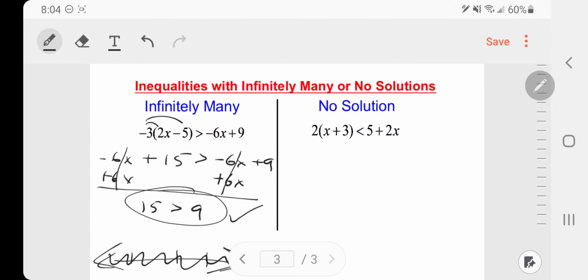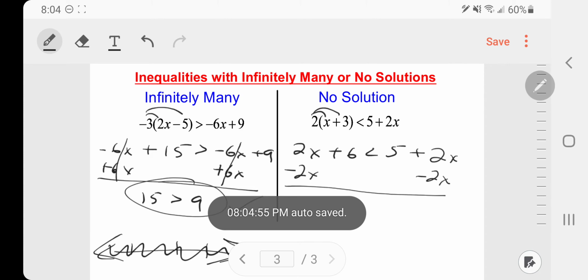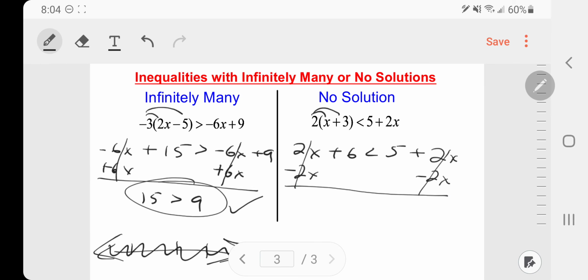Now, on the contrary, if you were to do a no solution question, let's see how this one works out. So I'm going to go ahead and distribute my 2. I get 2x plus 6 less than 5 plus 2x. Okay, let's go ahead and move our x's to the same side. We see our x's are going to cancel out again here. Now I end up with 6 is less than 5.